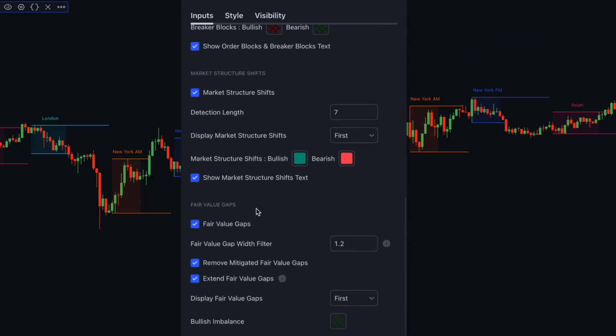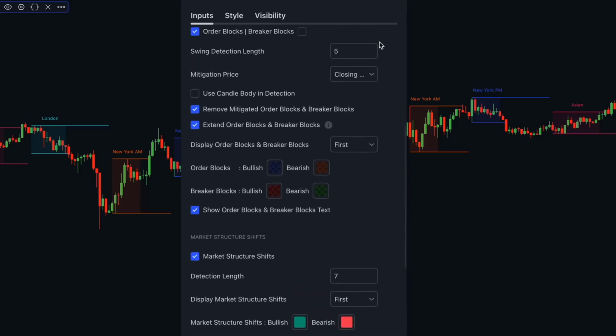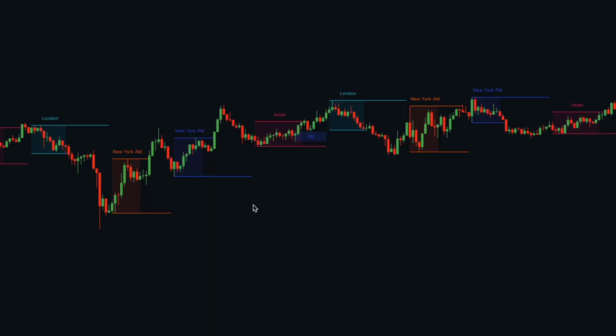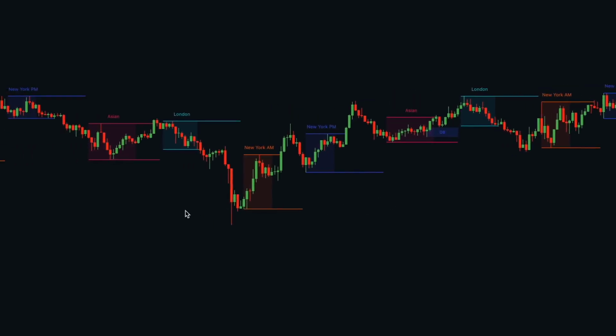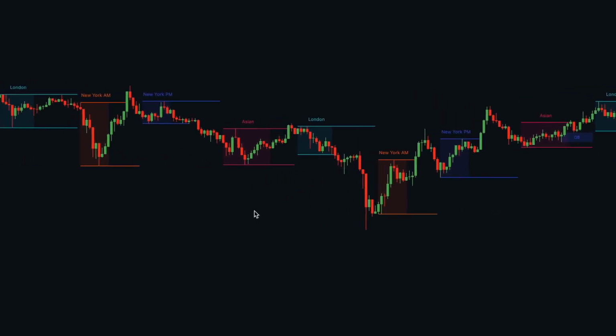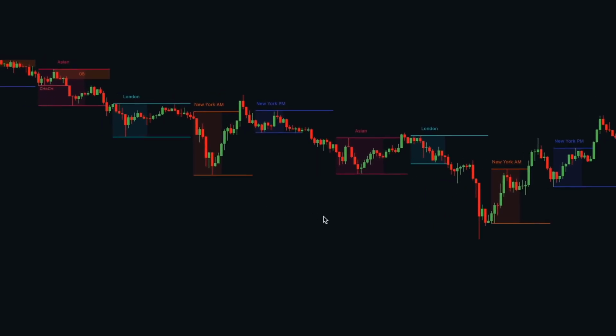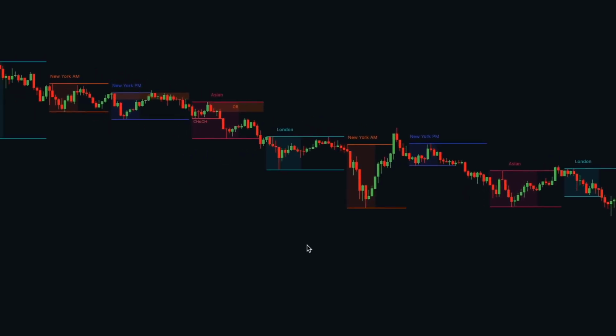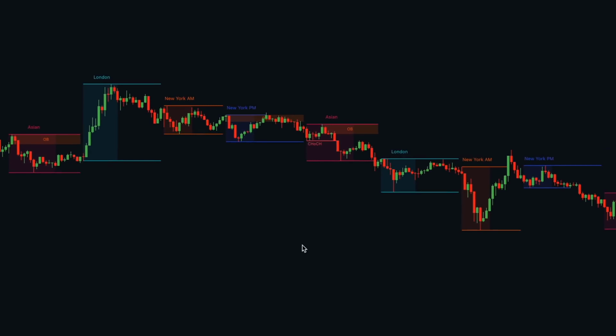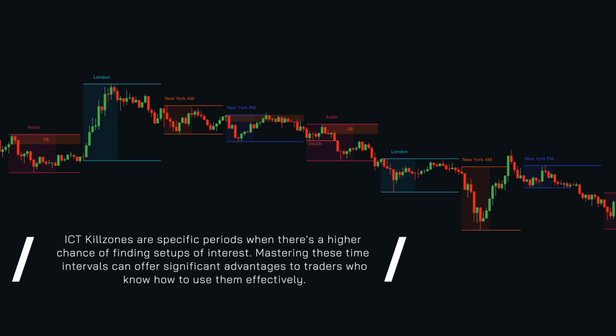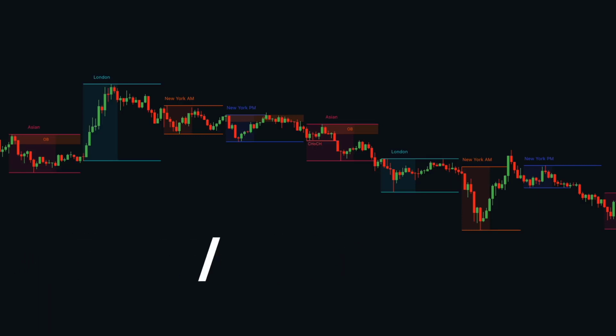By combining these components, the ICT Kill Zones Toolkit offers you a complete framework for analyzing the market and identifying setups of interest. Leveraging these tools effectively can enhance your decision-making process and improve interpretability. In Forex and futures trading, timing is crucial. ICT kill zones are specific periods when there's a higher chance of finding setups of interest. Mastering these time intervals can offer significant advantages to traders who know how to use them effectively.